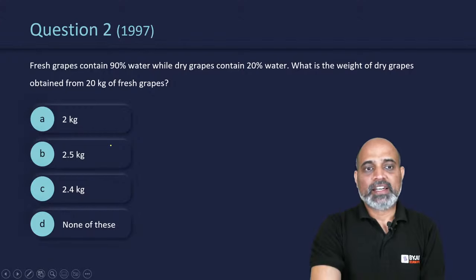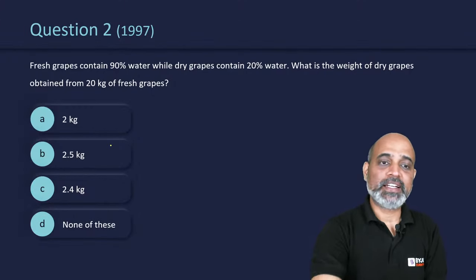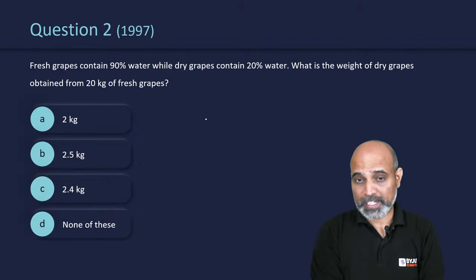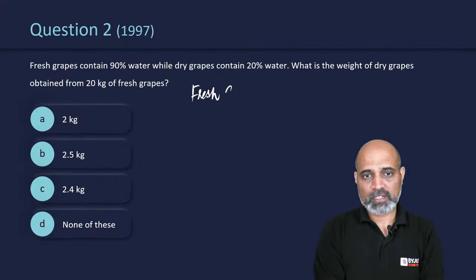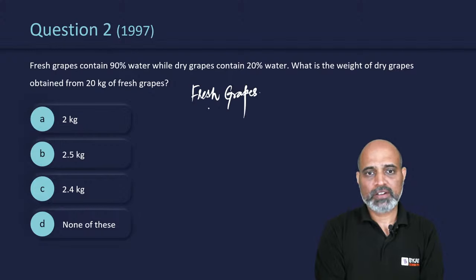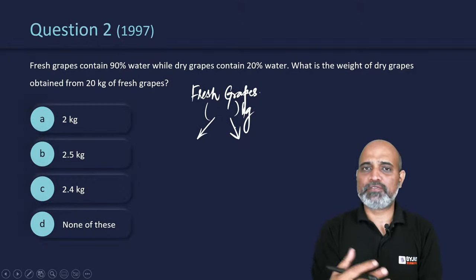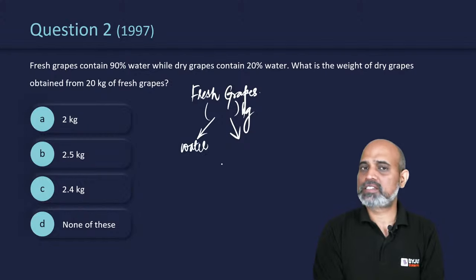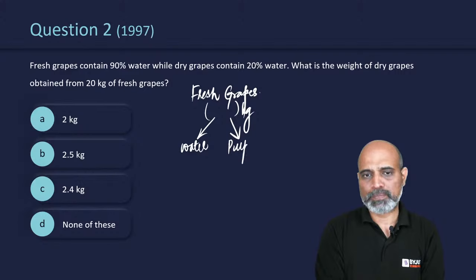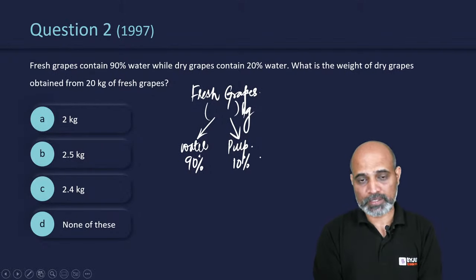Great. Next question. Fresh grapes contain 90% water while dry grapes contain 20% water. What is the weight of dry grapes obtained from 20 kg of fresh grapes? So what we have is a bunch of fresh grapes, right? How many kgs? No idea. Now, any fruit or vegetable is made up of two components. One is water and the other is something which is not water. Let's call that pulp. So water in fresh grapes is 90%, while the pulp is obviously the leftover 10%.